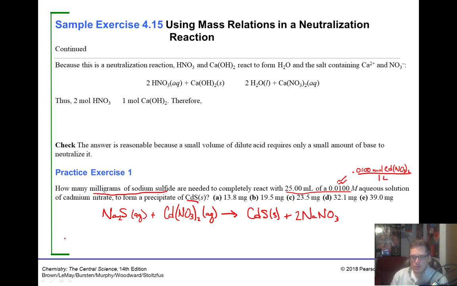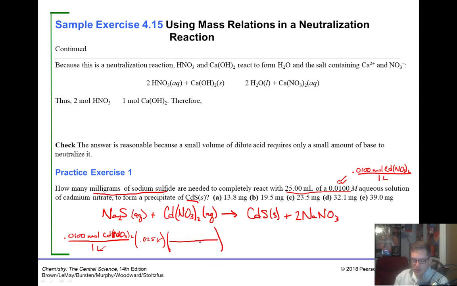So we can say, well, we have 0.0100 moles of Cd(NO3)2 for every 1 liter, right? Now we need to get rid of our liters, so we're just in moles. So we'll multiply it by our volume. Well, it says it's 25 milliliters, so that would be 0.025 liters. Okay, so now our liters cancel, so we're just in moles of cadmium nitrate, and now we need to get to grams or milligrams of sodium sulfide, which is this guy. So now we need to use our mole ratio to go from moles to moles.